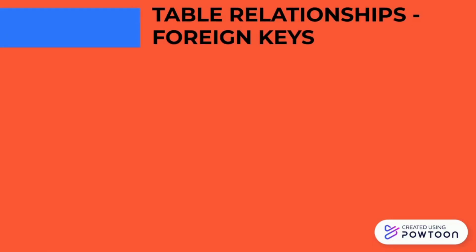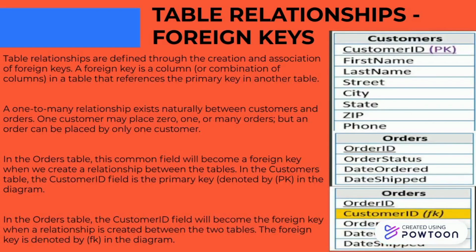Table relationships, foreign keys. Table relationships are defined through the creation and association of foreign keys. A foreign key is a column, or combination of columns, in a table that references the primary key in another table. A one-to-many relationship exists naturally between customers and orders. One customer may place 0, 1, or many orders, but an order can be placed by only one customer. In the orders table, this common field will become a foreign key when we create a relationship between the tables.